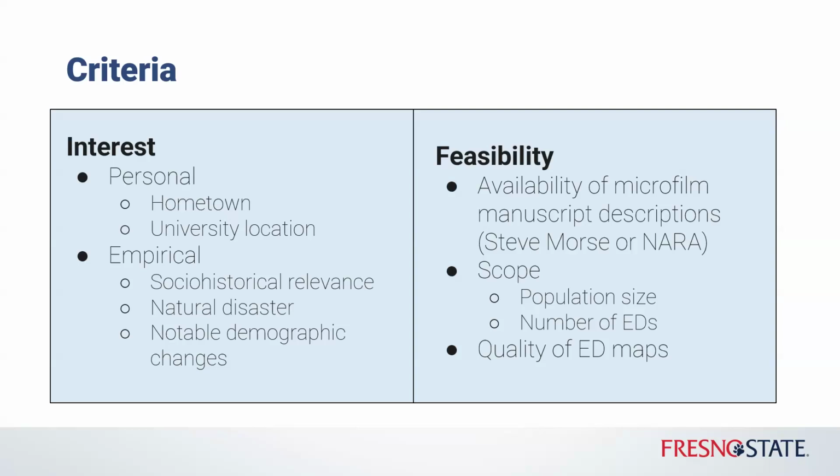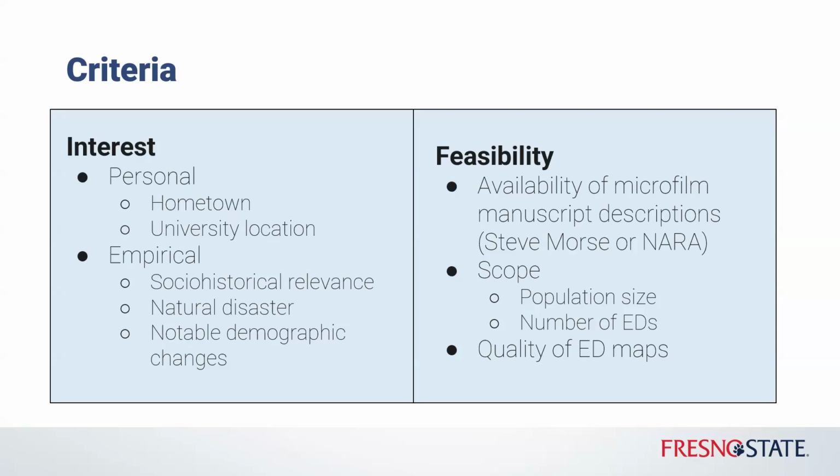Once you have identified a place to start, then feasibility must be considered. And the thing with historical mapping is that you can't just ignore the feasibility aspect. It will stop you cold. You won't be able to go any further if you don't have a feasible project, because you are relying on these historical materials, which may or may not be available, may or may not be in a usable enough quality.